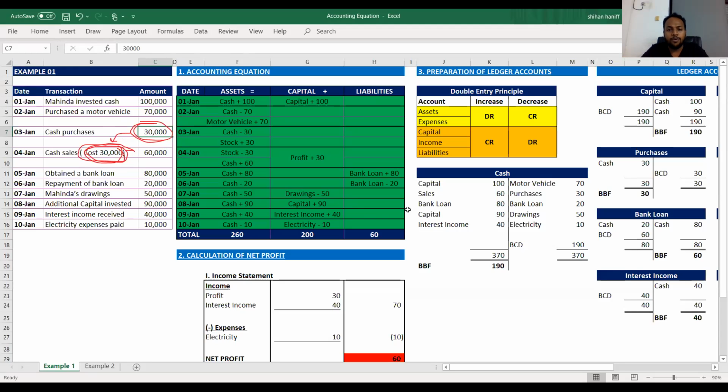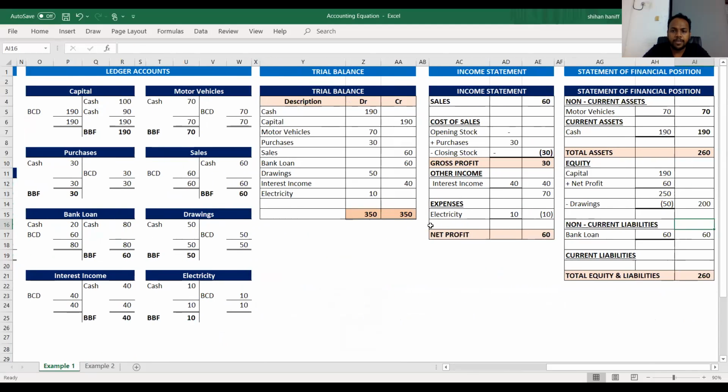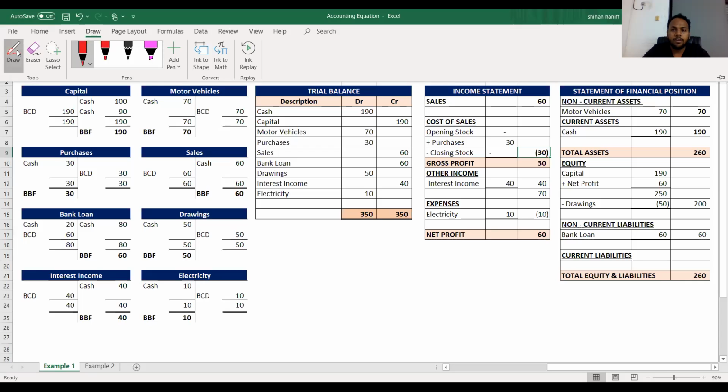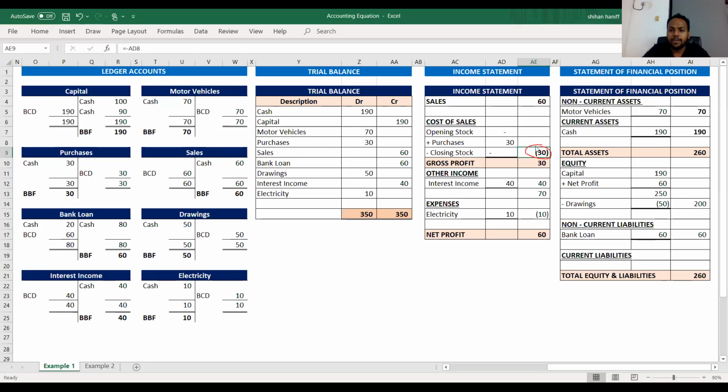So that is why in your income statement, the cost of sales is 30,000. Cost of sales is 30,000 because the closing stock is 0. So the entire 30,000 becomes cost of sales. Right? So that's the explanation for that.